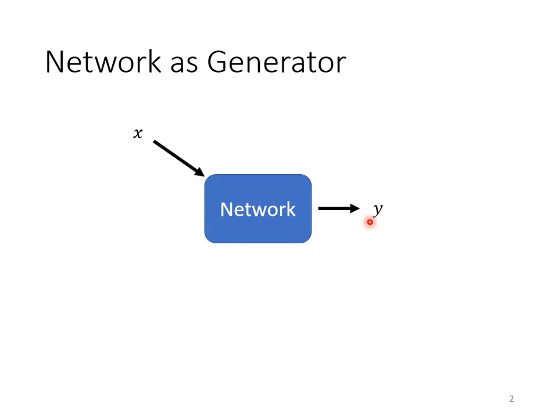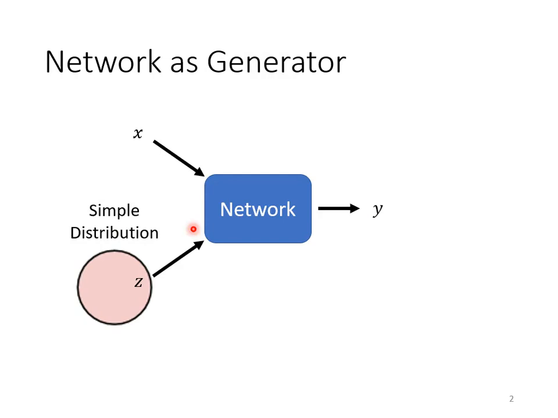What's special about using a network as a generator? The main difference is that we will add a random variable, z, to the input. Z is sampled from a distribution. This way, the output of the network no longer solely depends on a fixed x. Instead, it now depends on both x and z.